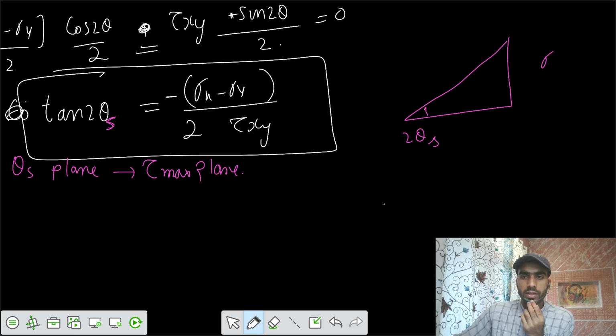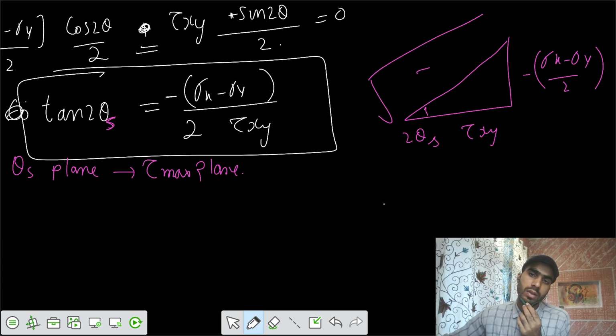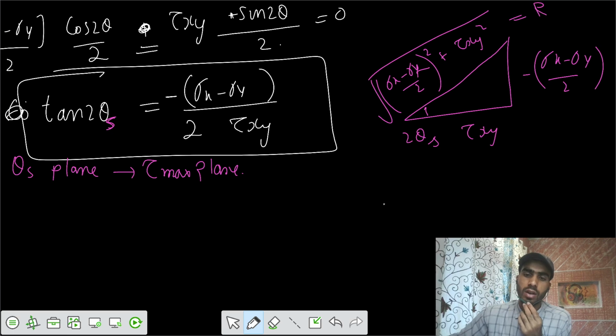I can say this one is (sigma x minus sigma y) by 2, and we have this one tau xy, and there is some resultant of that (sigma x minus sigma y) by 2. Since it's a minus times minus, it would finally become positive, and we have tau xy whole square. Let's call it some resultant R.